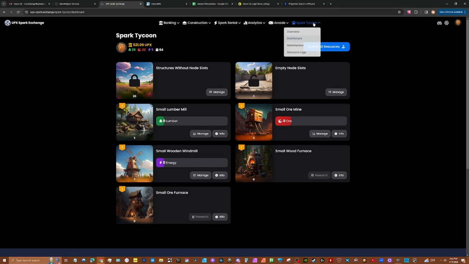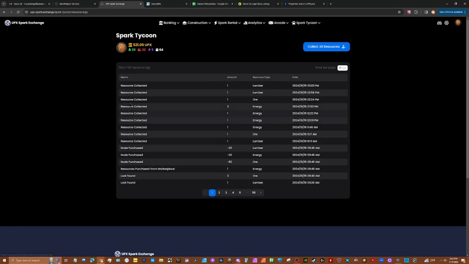All right, let's see if there's anything else here. They have a resource log here which shows you what you've collected. If you want to check things out, Stash on the UPX Spark Exchange Discord has been really supportive. The whole team has been supportive. What's really cool about this game is that they're listening to the community. There are great discussions about how it should evolve to keep the economy healthy. To me, it's one of the best things that's happened to Upland, in my opinion. I don't know any other Layer 2 game that's as good as this, and I've looked at them all.